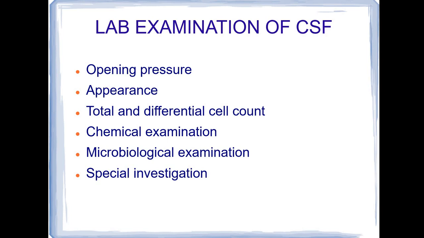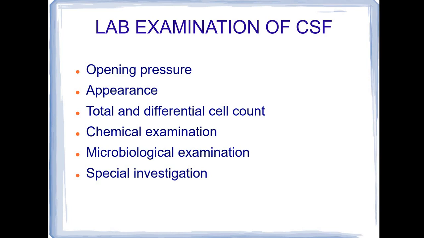The third thing we do is take the fluid and do the total count of the WBCs and RBCs, and for the WBCs we also do the differential, to identify which type of leukocyte is more. Then we go in for chemical examination, where we examine the amount of protein and the amount of glucose present in the sample.